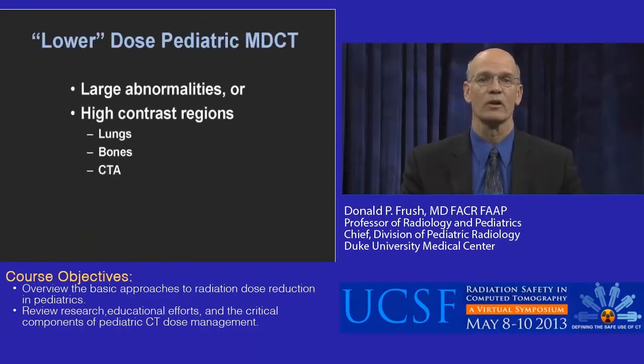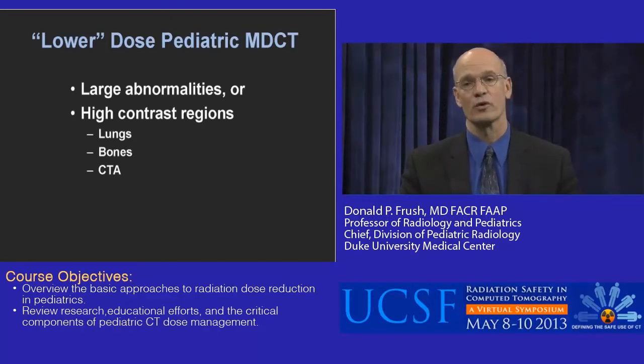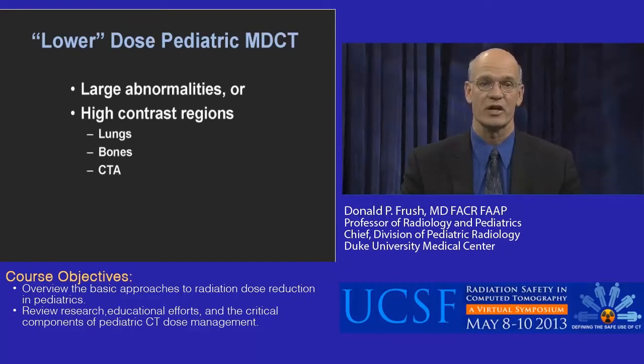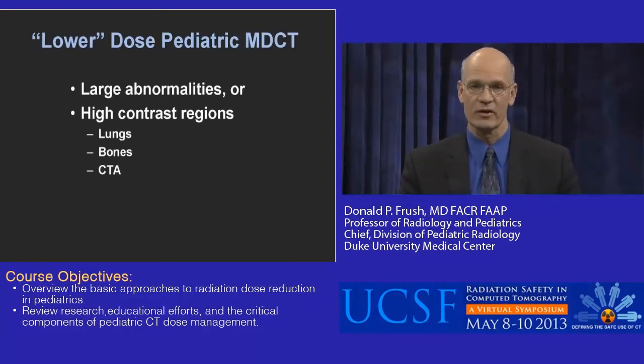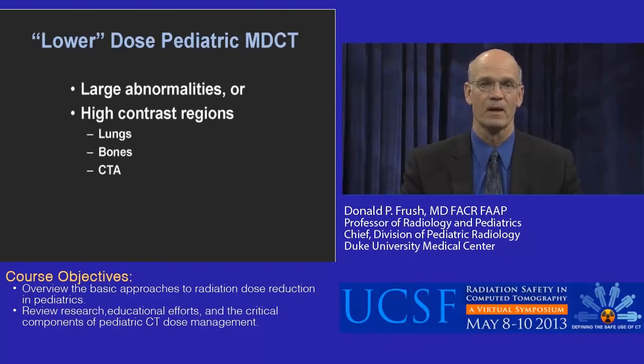So in general, lower or relatively lower dose pediatric MDCT can result from large abnormalities or high contrast regions such as the lungs or the bones, or when you're doing CT angiography. And by lower dose techniques, I mean decreasing the tube current, or mA, and decreasing the peak kilovoltage, or kVp.